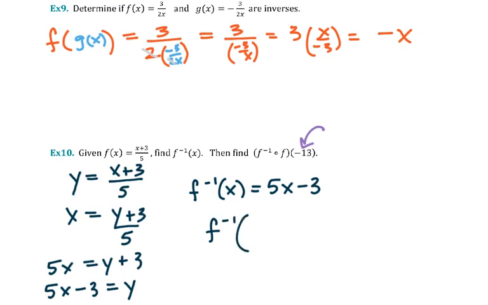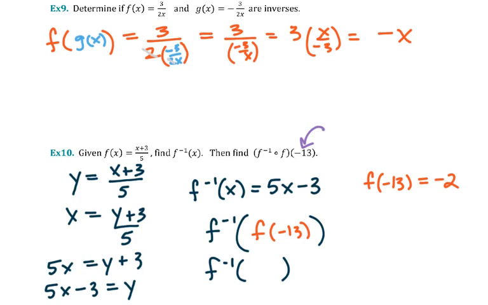And in this case, we're asked to find f inverse of f of negative 13. So we can plug negative 13 into our original function. f of negative 13 is negative 13 plus 3, which is negative 10, divided by 5. We get negative 2. So f inverse of negative 2 is what we need to find here.